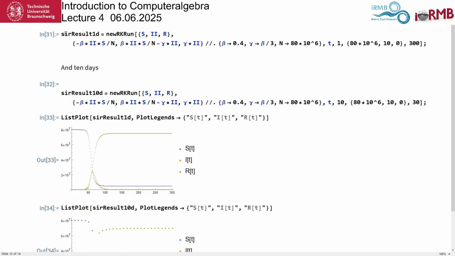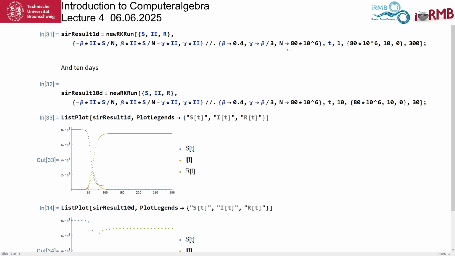So we say now SIR result 1 day, so we integrate over 1 day. I have to write I with 2I. Why do I do this? Because I is the imaginary unit. So there are a few things that you cannot use. You cannot use I, you cannot use E, and you cannot use N. In capital, okay. So I need to call it I because I would be the imaginary unit in Mathematica. So this is why I call it this way, and then I specify my equations here.